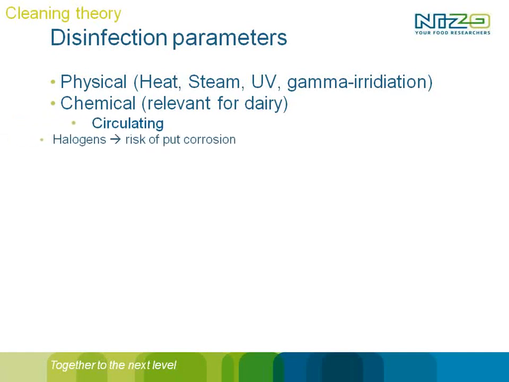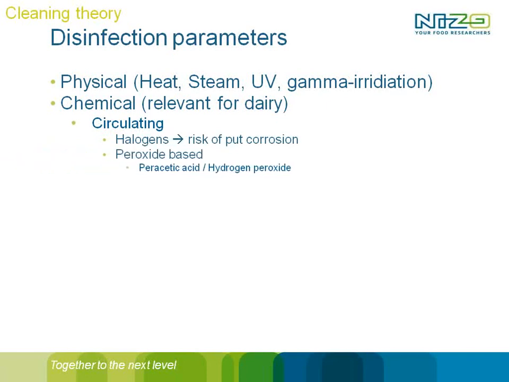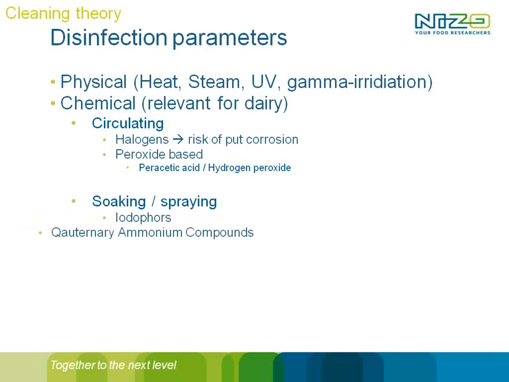Then you have two ways of doing so. First of all, you have the circulating way of disinfection, meaning in fact the same as CIP. So you start pumping around disinfectant, and for example halogens, peracetic acid or hydrogen peroxide are very known for their application within this type of disinfection. Then you have disinfection out of place, and then we talk about soaking or spraying. You see more the iodophores or the quaternary ammonium compounds that are applied, for example, to disinfect surfaces. If you don't have the possibility to do a disinfection in place, you do it like a disinfection out of place.